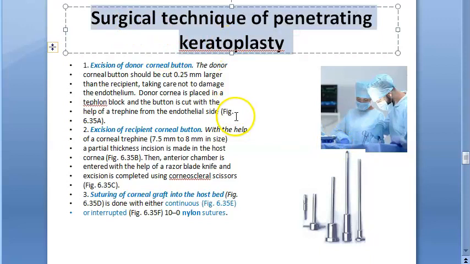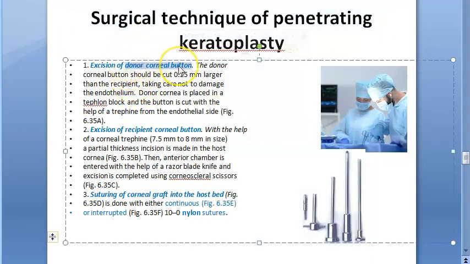According to the textbook, in the surgical technique of penetrating keratoplasty, you will excise the donor corneal button a little larger than you need, and then cut it with a trephine. Then the recipient corneal button is again removed with a trephine. Then you will suture the corneal graft into the host bed using nylon sutures. You will use either continuous or interrupted sutures.